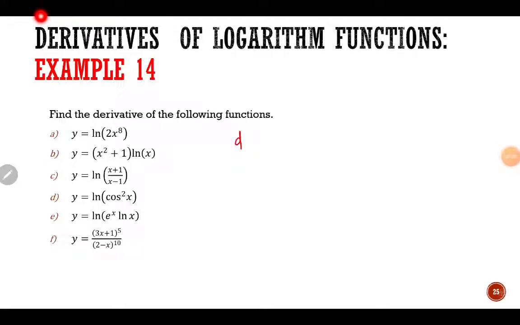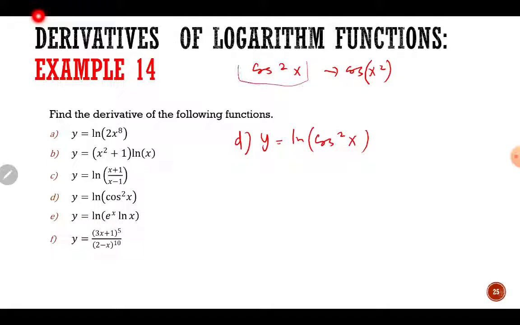Okay, now let's proceed to D. D kita ada y sama dengan ln cos square x. Apa maksud ln cos square x? So kena faham. Okay, sebelum ni kita dah pernah discuss. Cos square x dengan cos x square. Sama tak? It's different kan? Yang ni cos of x square. X ni di-squarekan. Tapi kalau cos square x macam ni maksudnya cos x everything square. Ataupun maknanya kita ada ln cos x everything square.